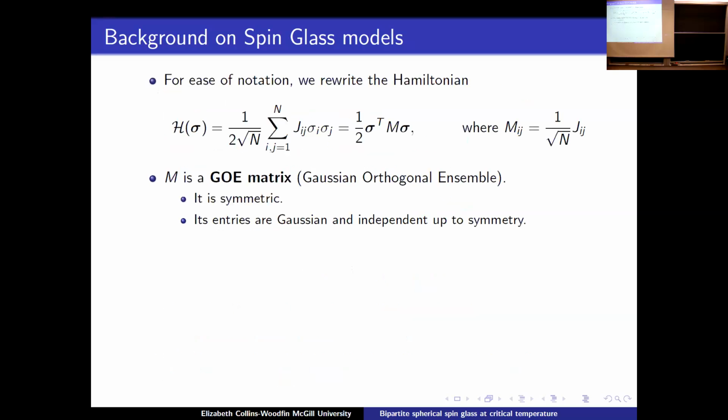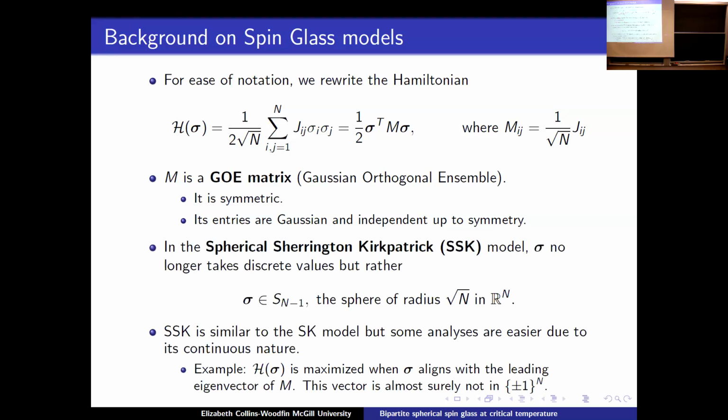And just to lighten the notation a bit, we can write this as a quadratic form, seen up there. So now M is just the matrix that we get, and we have to do this rescaling to keep things on the same order. And this is where we see a connection to random matrix theory. So this M is a Gaussian orthogonal ensemble. If that's not familiar to you, the key things to remember are that it's symmetric and that the entries are Gaussian and independent up to the symmetry constraint.